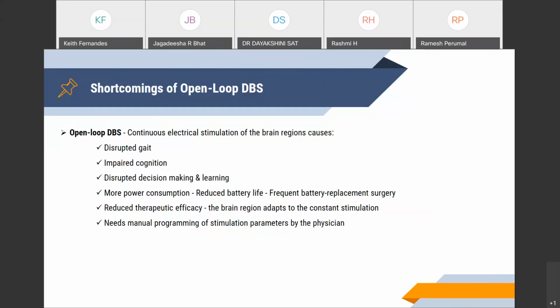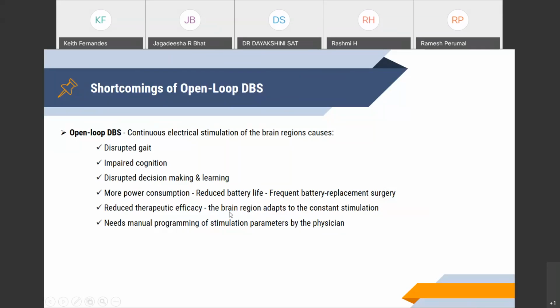Due to continuous electrical stimulation, the neuronal networks just learn to adapt to the stimulation parameters. So after a period of time, the effectiveness of the DBS on the symptoms might be reduced. It is reported in several papers. So the brain region adapts to the constant stimulation. So in the long term, DBS may not be effective due to this plasticity.